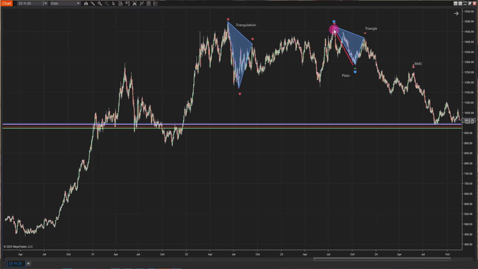in July of 23. So we had a year plus of this time period to consolidate. This would be like this major distribution area. So we had 2 years up, we had a year sideways.